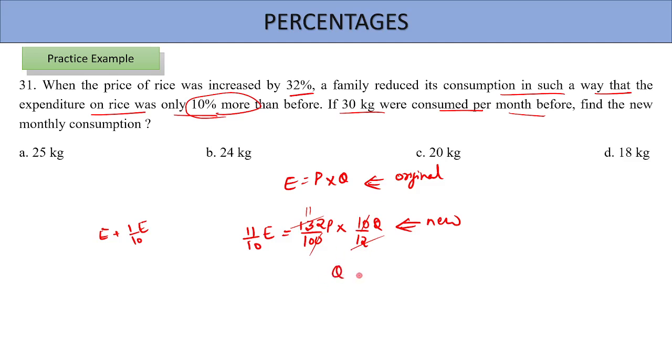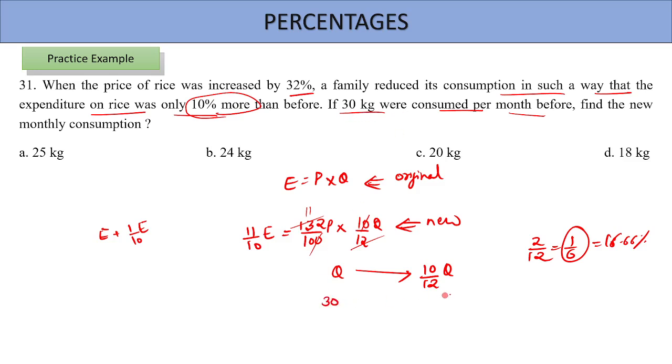So my initial quantity was Q, and my new quantity was 10 by 12 of Q. That means I have reduced my consumption by 2 by 12, meaning 1 by 6, that is 16.66%. This is just for your information, guys. That means I am reducing my quantity by 16.66%.